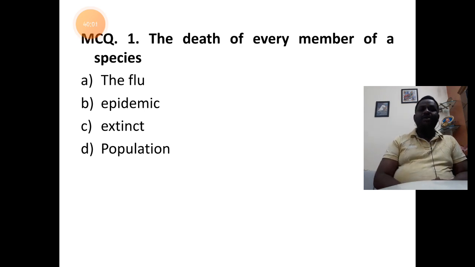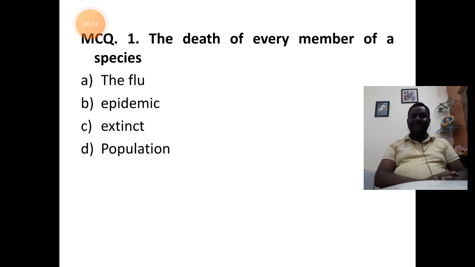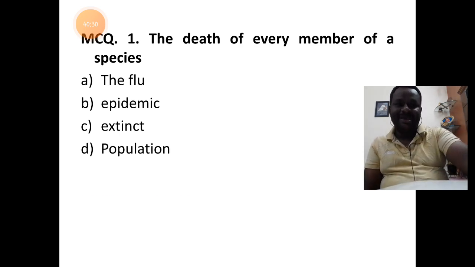After understanding the concept of geographical isolation, now we will understand the MCQs related to it. MCQ 1. Shall we start? The death of every member of a species. In a species or population, if every member dies, what do you call the process? C, extinction. So the answer is C, extinction.